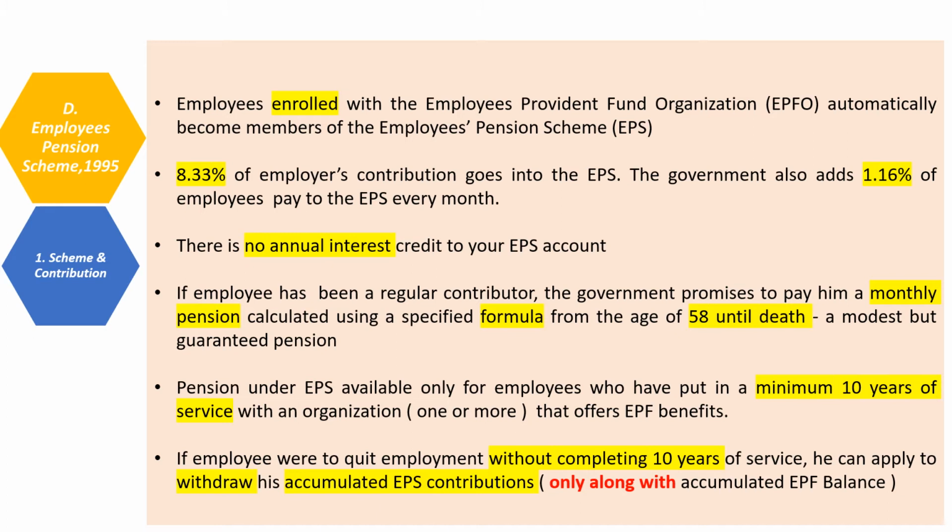The only requirement here is that the employee should put in a minimum of 10 years of service before he retires. However, if the employee retires but has not put in 10 years of service, he will not get a pension, but he will be within his rights to withdraw the full amount of accumulated EPS contributions.